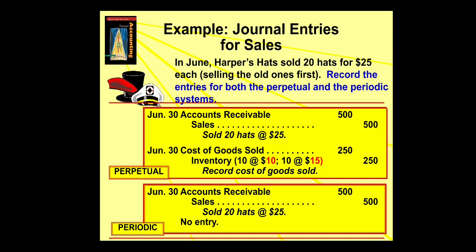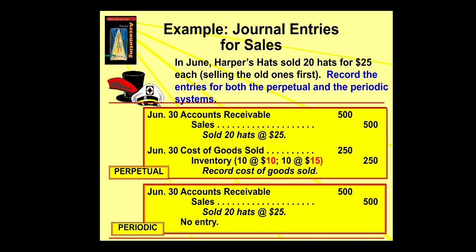See here, if the business uses the perpetual inventory system to record these sales, there are two records. See the first yellow box here. The business has to record two things. The first thing is the business has to record the sales. The sales is $500, which is $25 times 20 hats. So the first record is credit account sales $500.